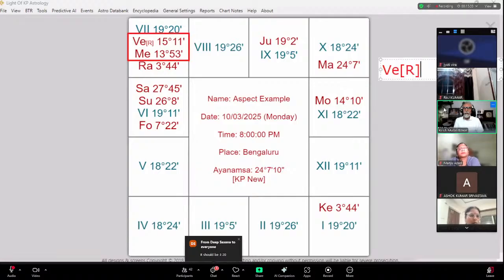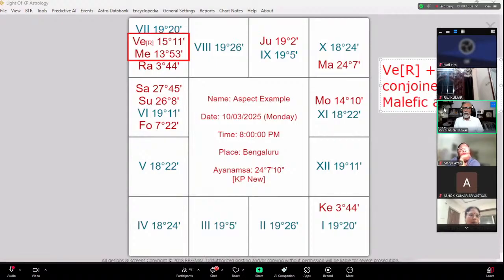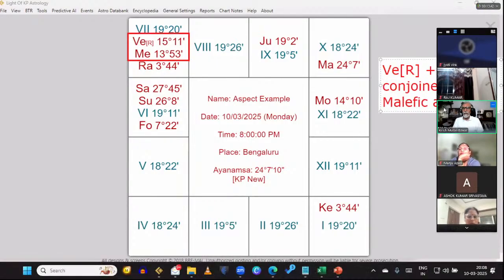Venus and Mercury are conjoined. This is a malefic aspect. 0 degree, 0 plus 3.2 maximum. Now from there, if you see from 13.4553, 15.1, from here to Aries 15 degrees will be 30 degrees. From here to 15 degrees in Taurus will be 60 degrees.